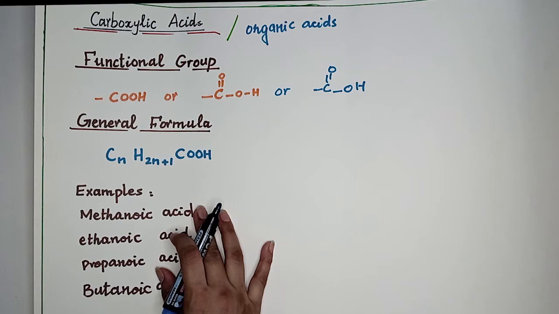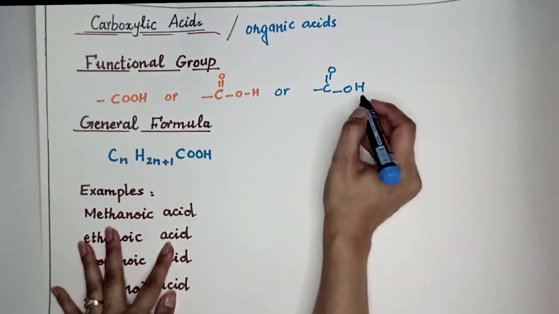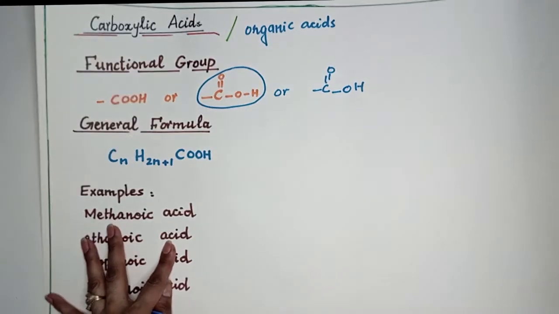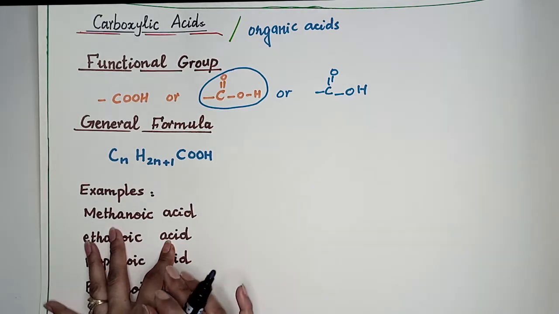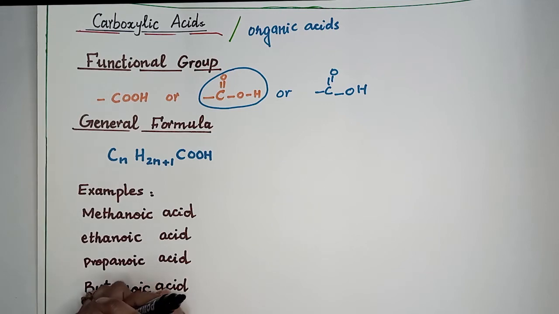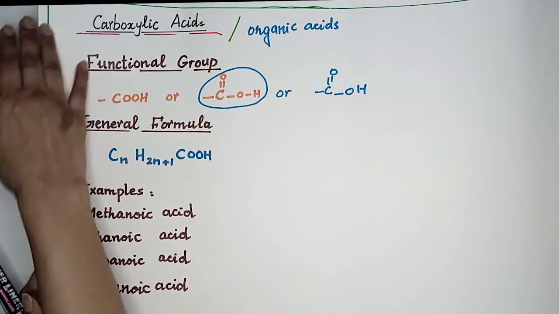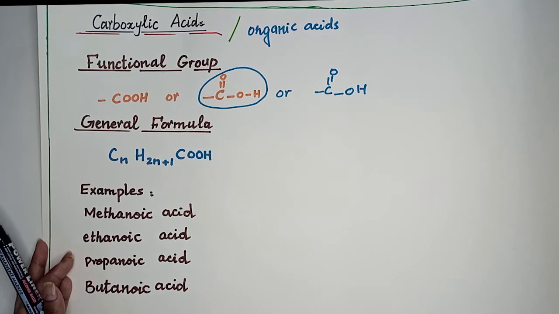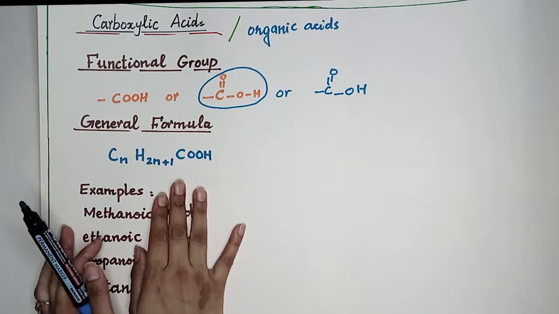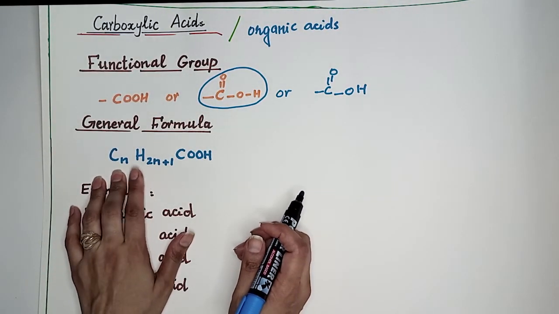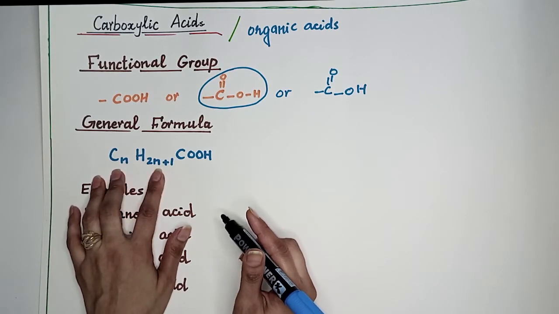Whenever we have this group, written in any way, in a chain of hydrocarbon, then we will say that this is the formula of carboxylic acids, because this is a functional group. A functional group is one which gives its properties to the compound. So it will have the properties of weak acids. Organic acids are weak acids. Now the major part is the general formula. The general formula of carboxylic acids is CnH2n+1COOH.